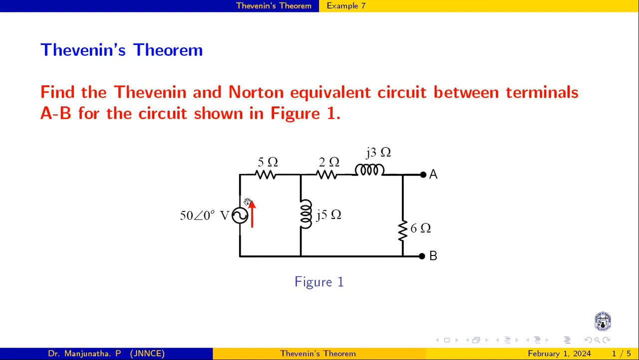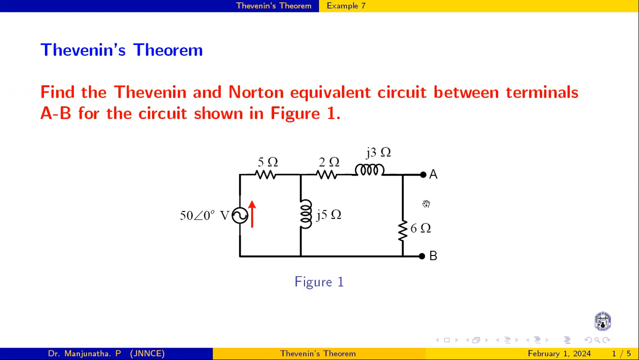There is one voltage source here, 50 volts, a single AC source with phase angle of 0 degrees, a 5 ohm resistor and an inductor of j5, a 2 ohm resistor and an inductor of j3, and 6 ohms. We have to replace this circuit with a Thevenin and Norton equivalent.